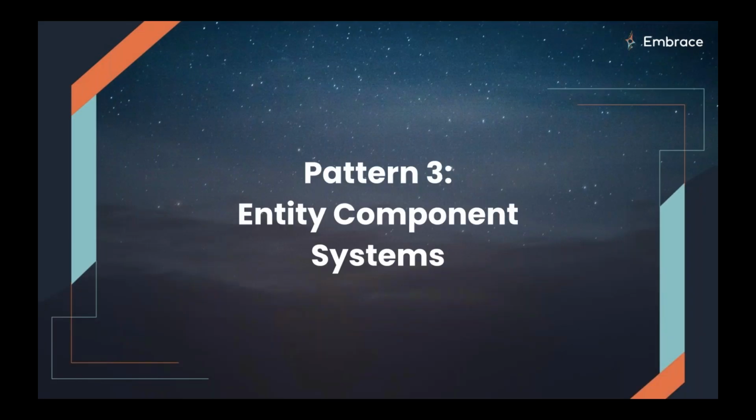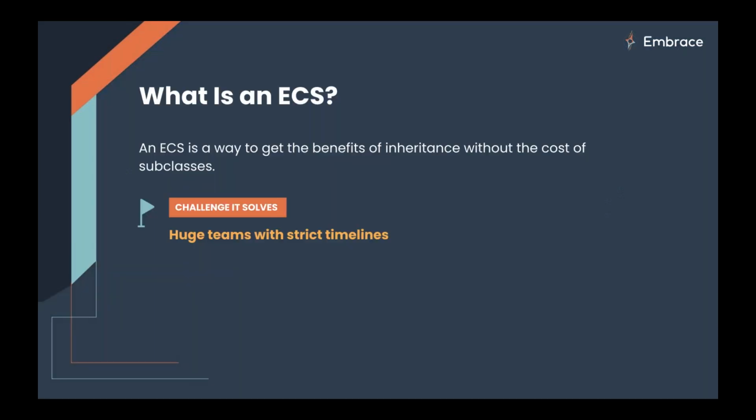All right, let's talk about the last pattern I have for you today, entity component systems. An entity component system, which we abbreviate as ECS, is a way to get the benefits of inheritance without the cost of using subclasses. And if you remember, the problem we're trying to solve here is huge teams and strict timelines. We need to be able to onboard 10, 20, 30 contractors and have them be productive in our code base.